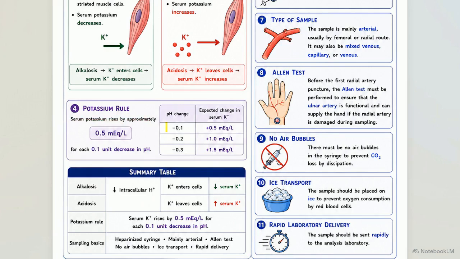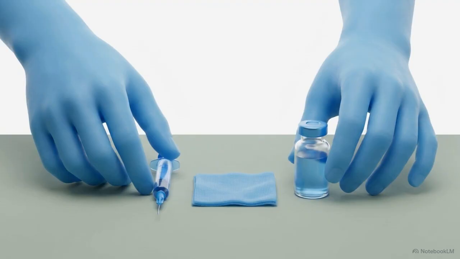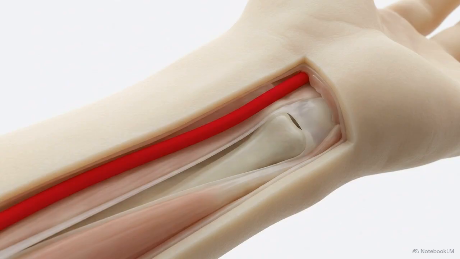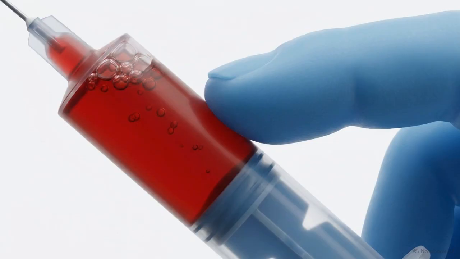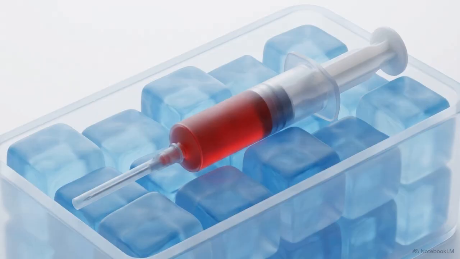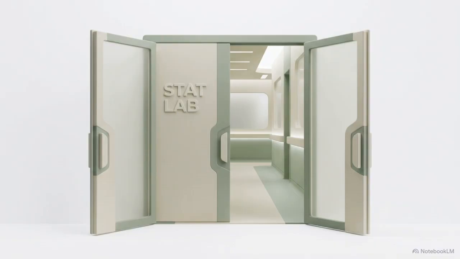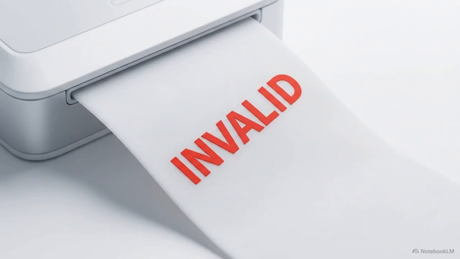For every 0.1 unit decrease in pH, serum potassium rises by approximately 0.5 milliequivalents per liter. Capturing these delicate metrics requires rigid pre-analytical rules for blood gas sampling. The draw must be arterial, collected in a heparinized syringe, with no air bubbles, verified by an Allen test, packed on ice, and delivered rapidly to the lab. A single error in sampling ruins the data.